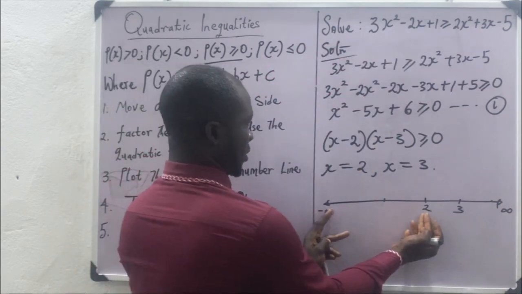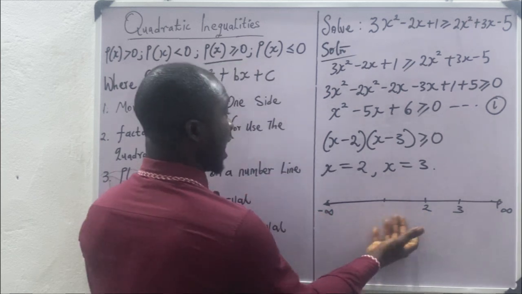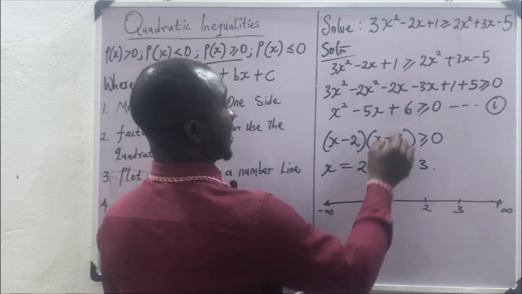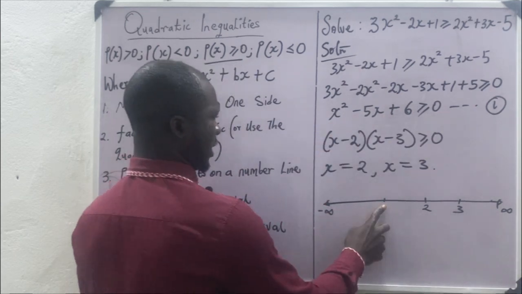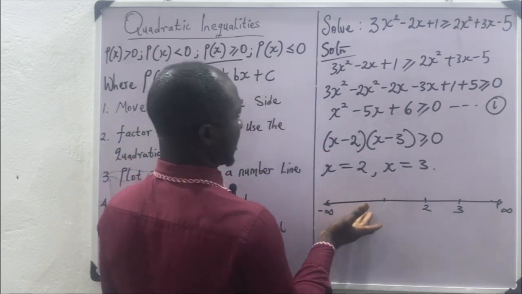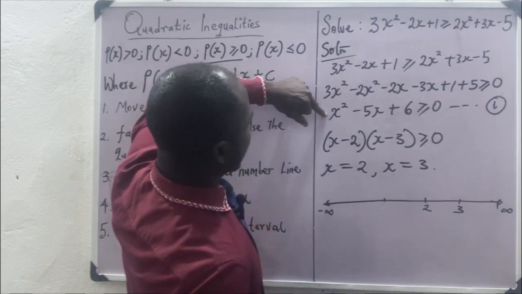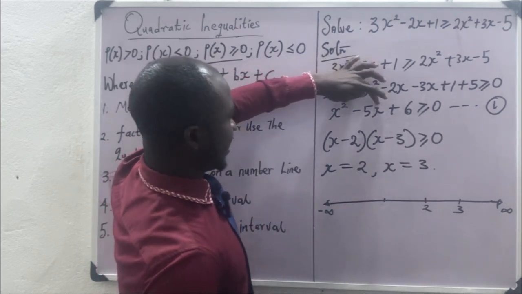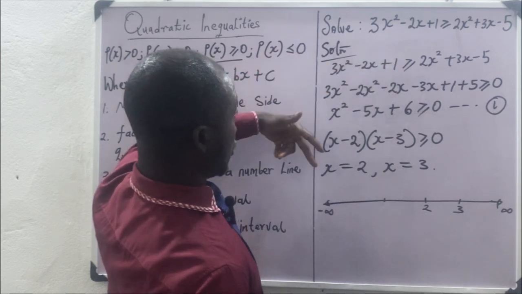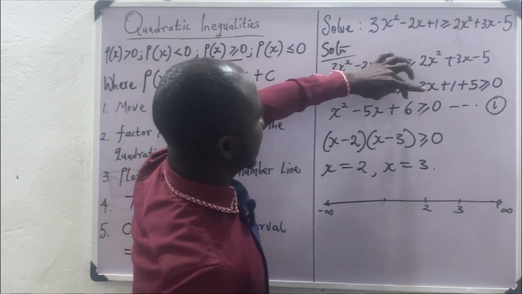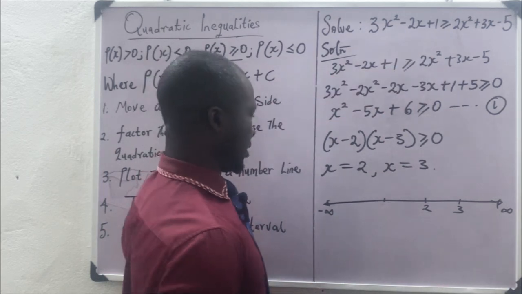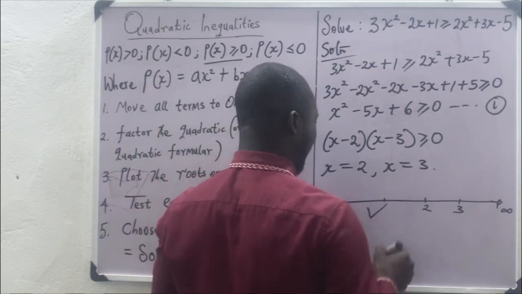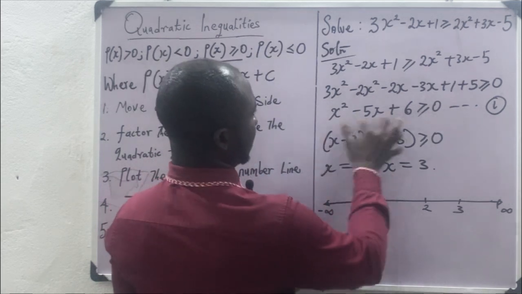Now we are going to first consider this interval. We pick any value here and see whether it satisfies the inequality. Suppose we pick 0, because 0 is in this interval. Then we have 0 squared minus 5 times 0 plus 6. If you do that, we get 6, and 6 is greater than 0. That means that this interval satisfies this inequality.